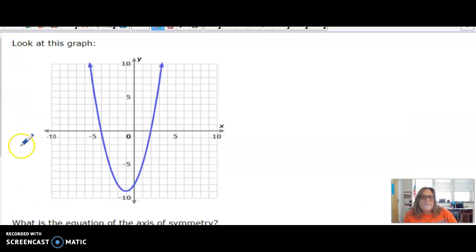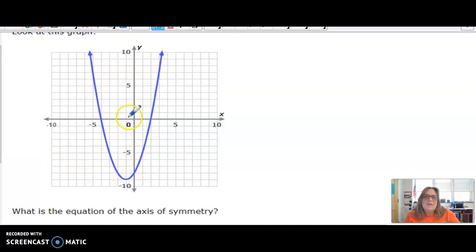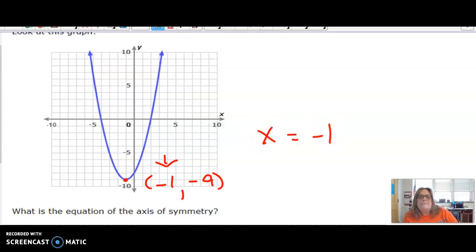A couple other different types of equations. What's the equation of the axis of symmetry? So we're looking here. This is my vertex. So my vertex is located at -1, and this is 1, 2, 3, 4, 5, 6, 7, 8, 9. So that's my vertex. And remember, the axis of symmetry is the x value of our vertex. So the equation is x is equal to -1.